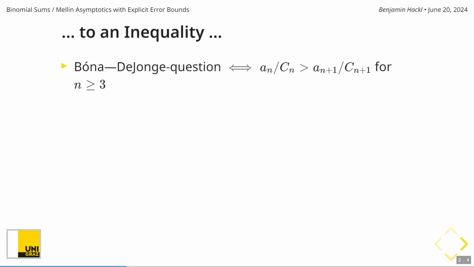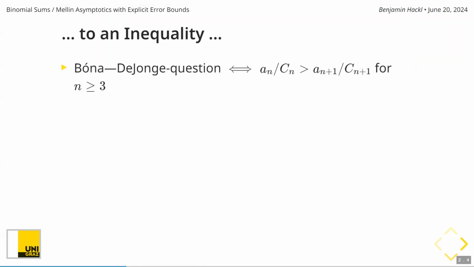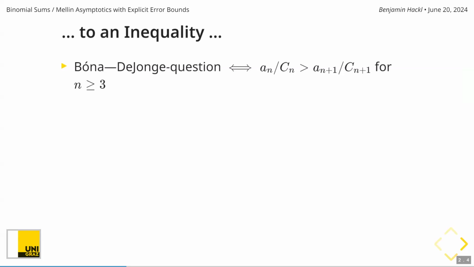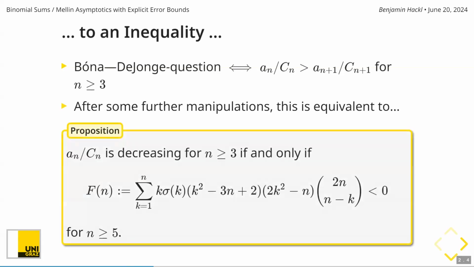And we have an explicit expression for A, so let's just plug that in here, multiply things around, and shift stuff a little bit, and then we have an equivalent question, which is a little bit nicer to look at than the written out part before, namely, this sequence here is decreasing for n greater or equal to 3, if and only if this expression here, so it's just a sum from k equals 1 to n, k times sigma of k times this polynomial factor here times binomial coefficient n choose n minus k, is negative for all n greater or equal to 5.